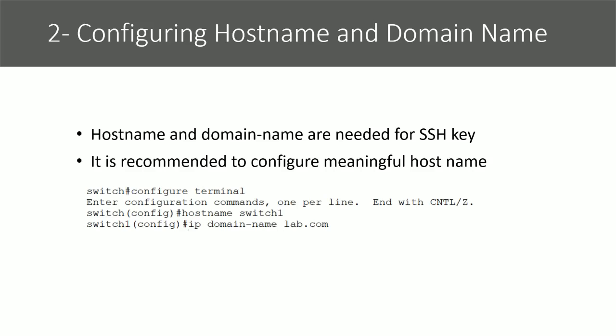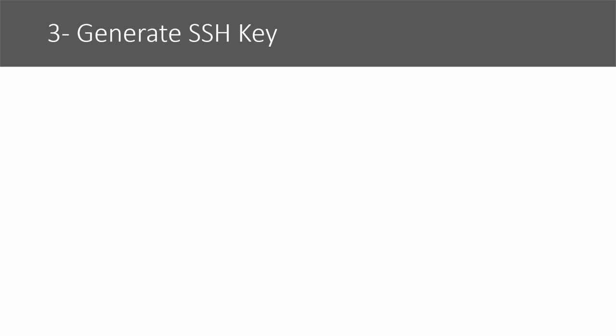The switch name can be something simple, like switch 1 for example, and in my case, I can configure the domain as lab.com, but in a production network, this should be the same domain name you have for other devices in your network. Once we have the host name and domain name configured, we can generate SSH key.